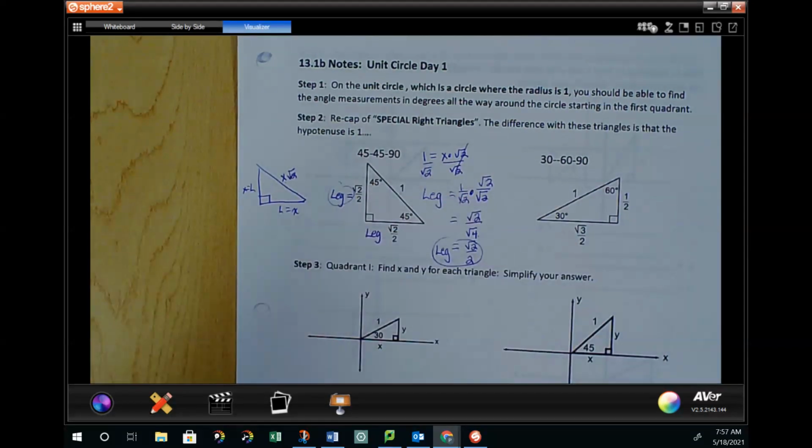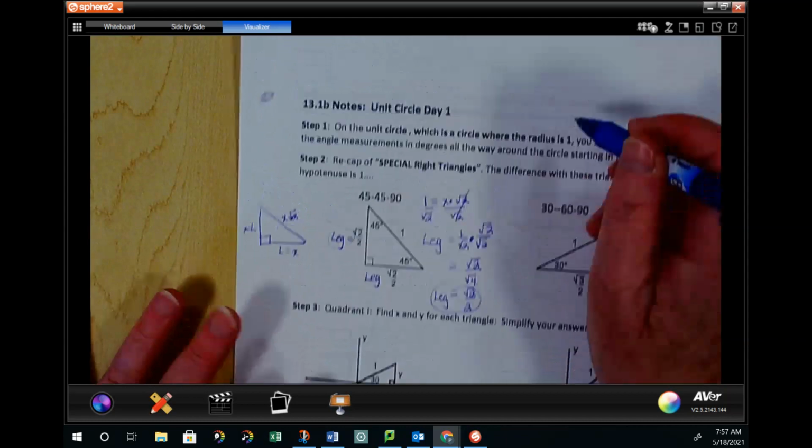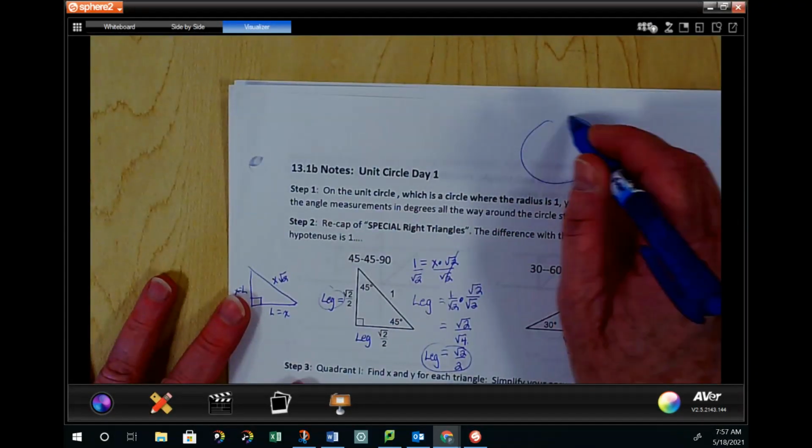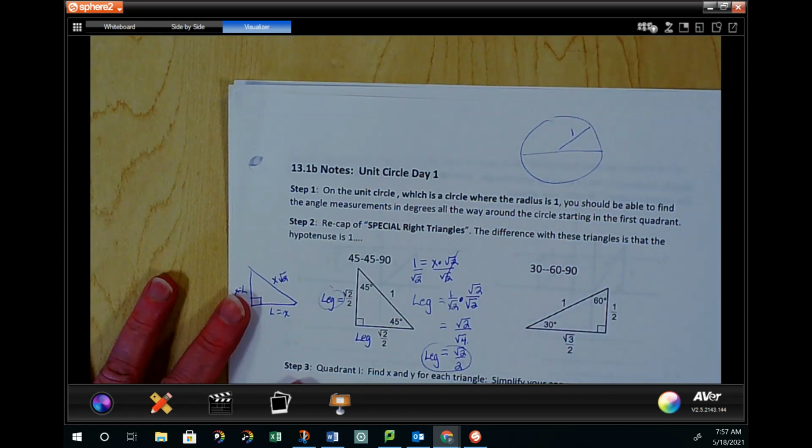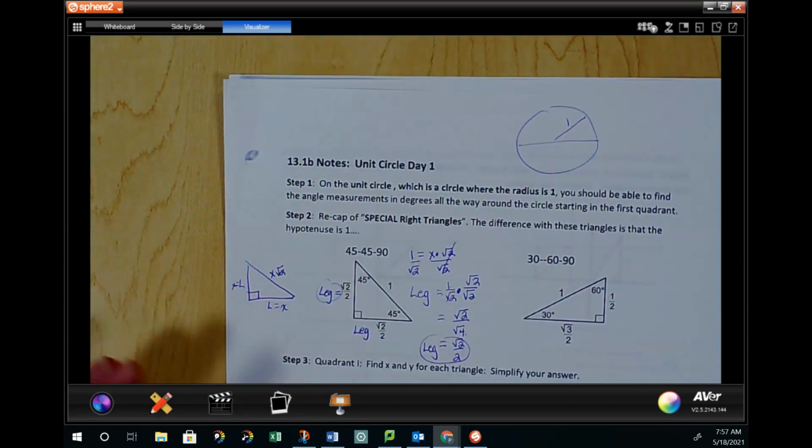And what happens with the unit circle, if I go up here with the unit circle, is that your radius is always going to be 1. And we'll talk about that more when we get down here.